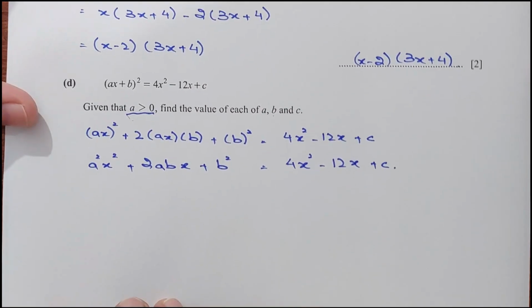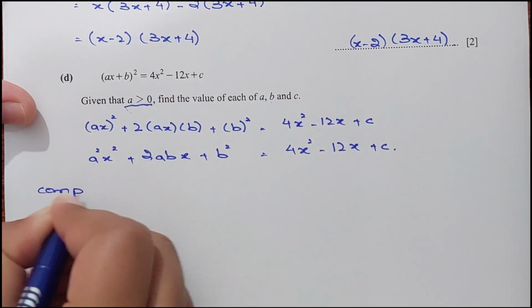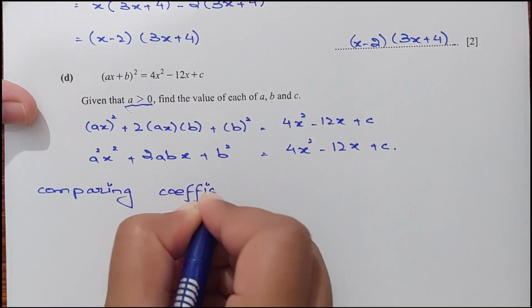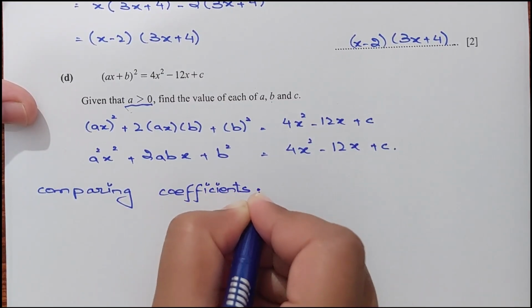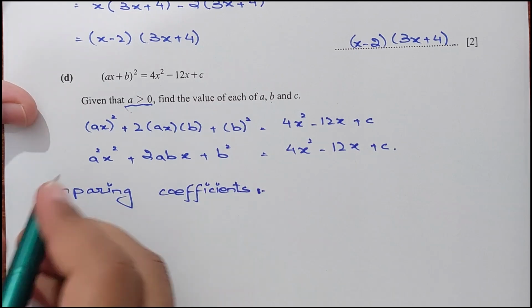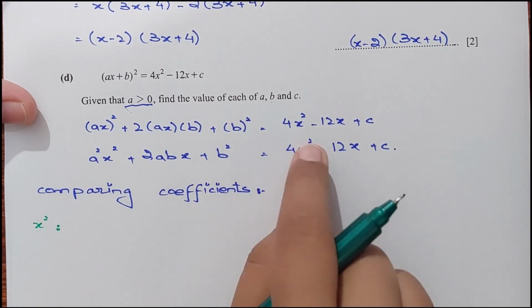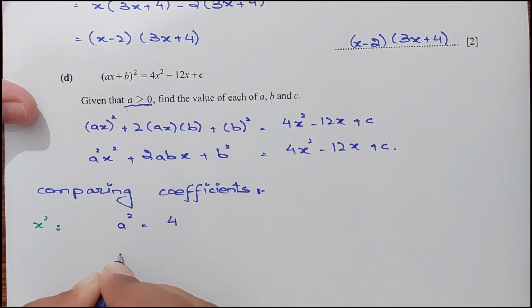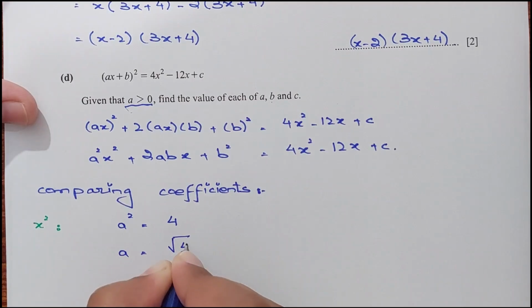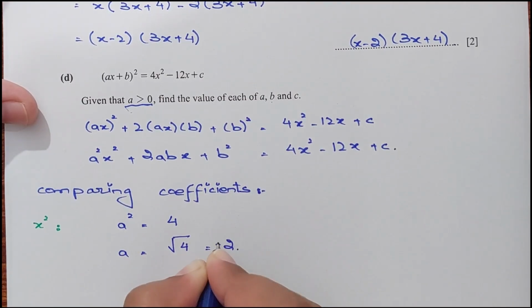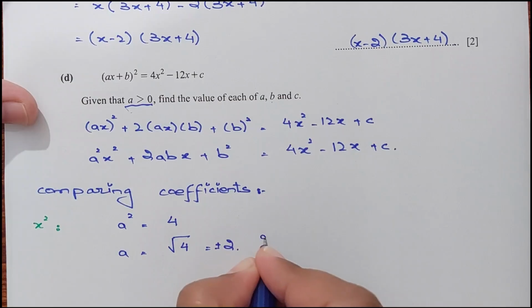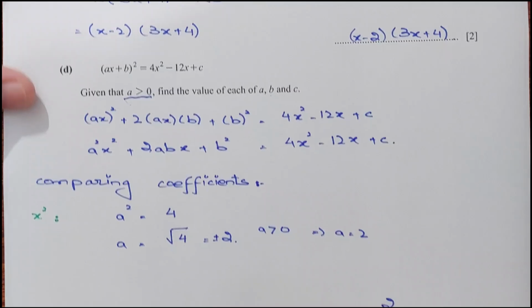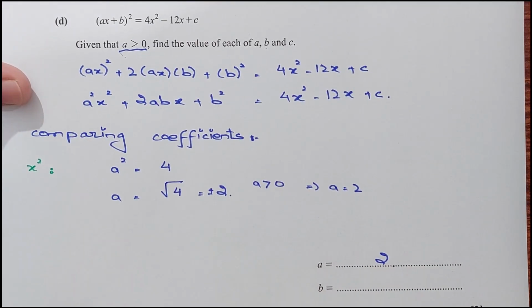Now let me compare the coefficients. When we compare the coefficients of x square first, x square with x square, we have a square equals 4. So what is a? It is root 4, which is plus or minus 2, right? We are given that a should be greater than 0, so we pick the positive one, so a equals plus 2 only. This is the reason why I'm picking the positive one, not the negative one.